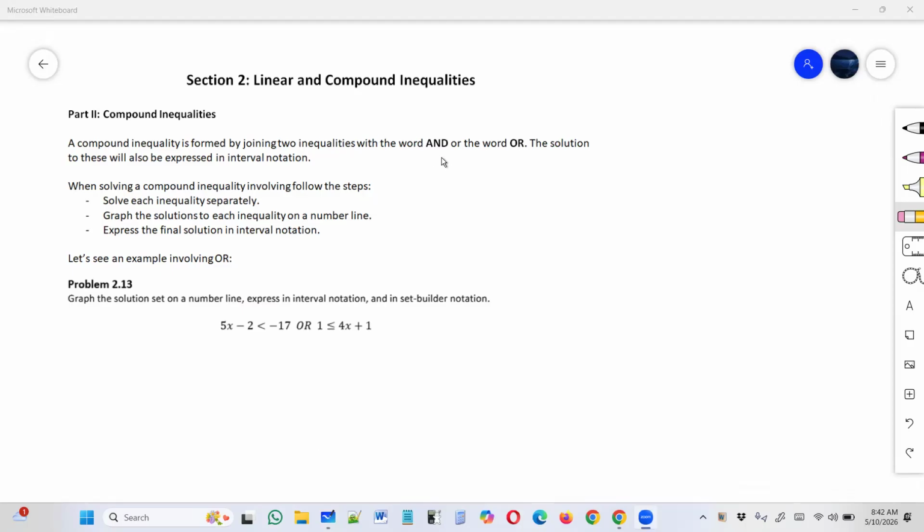Hi, hello everybody. So this is the video dealing with section 2, linear and compound inequalities, and this is the second part specifically dealing with compound inequalities.